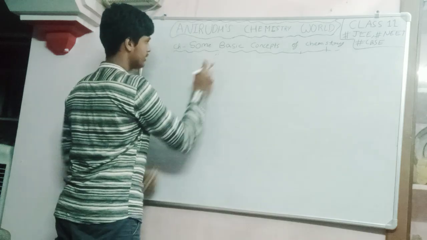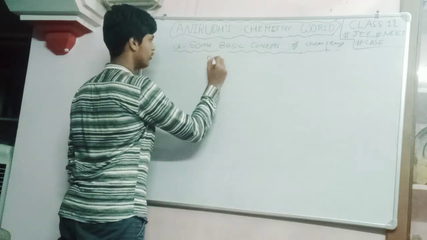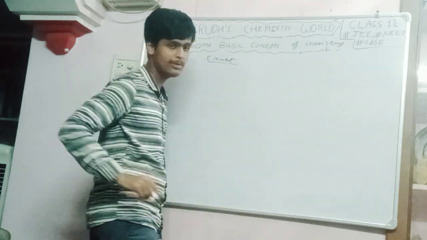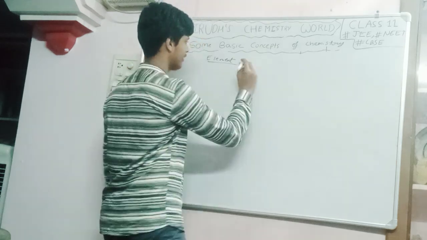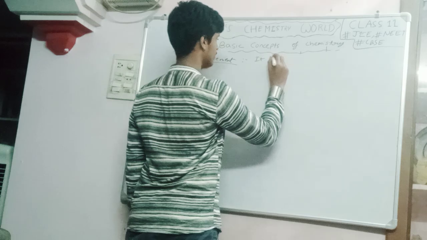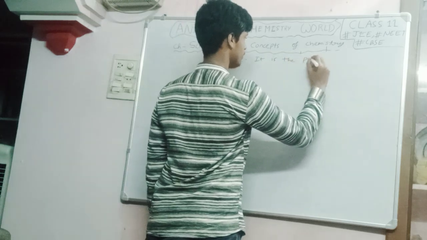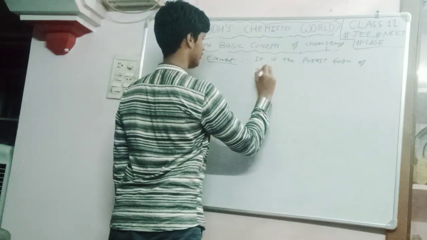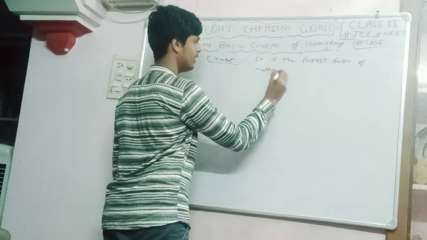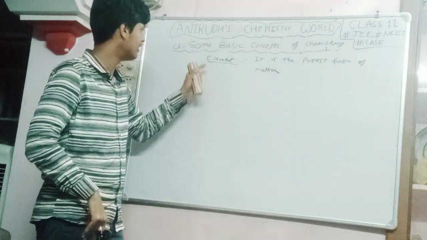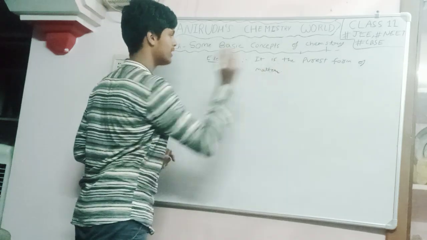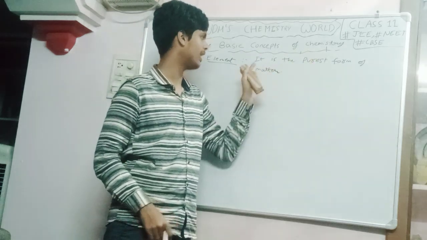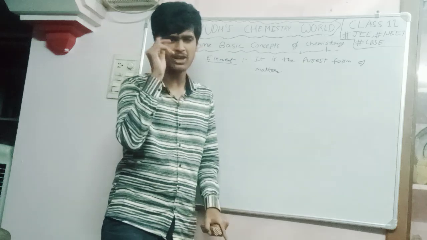Now, see the element. What is an element? Element is the purest form of matter. The matter which I have seen previously in physical or chemical classification, that is the keyword we are using here. What is an element? Element is the purest form of matter. It's a very pure form.